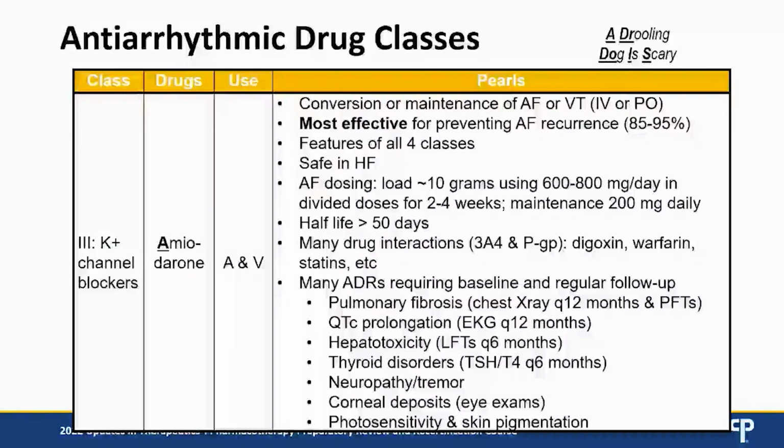One really unique thing about it is it's safe in heart failure. That's not common of a lot of antiarrhythmic drugs. If you're trying to use it for normal sinus rhythm in your patients, typically what we're going to do is try to achieve a loading dose of about a total of 10 grams. Depending where you work, you're going to see different ways that we achieve that, but generally speaking, we're trying to give about 600 or 800 milligrams a day for a few weeks and then slowly titrate down, and usual maintenance doses are somewhere around 200 milligrams daily.